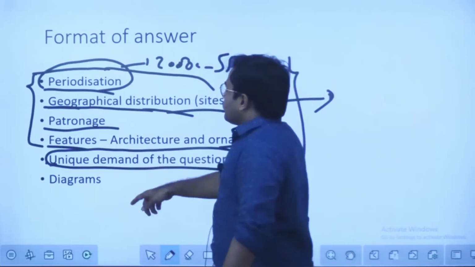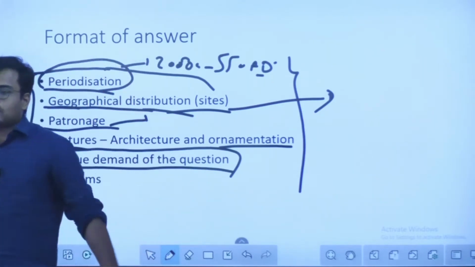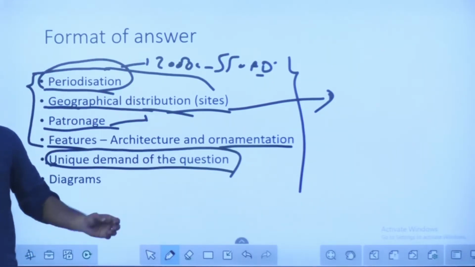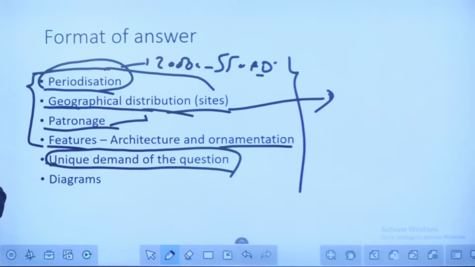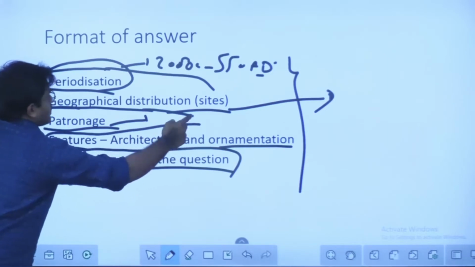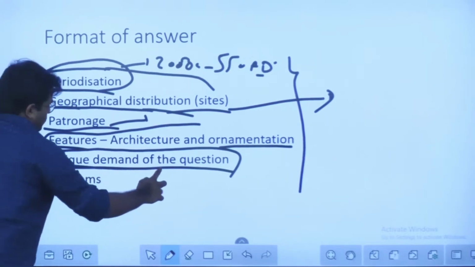Then when it comes to patronage, you can write who patronized these art forms, mainly the stupa construction. You can write the names of the emperors or the empires. Then you need to move to the features. For the stupa architecture question, you can draw a diagram showing the prominent features of a stupa. Then you go to the unique demand of the question.